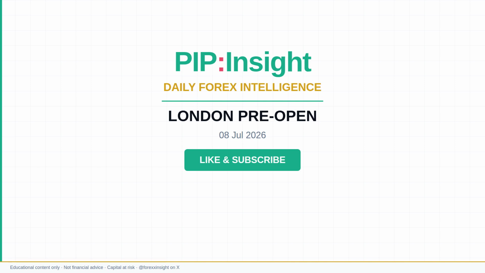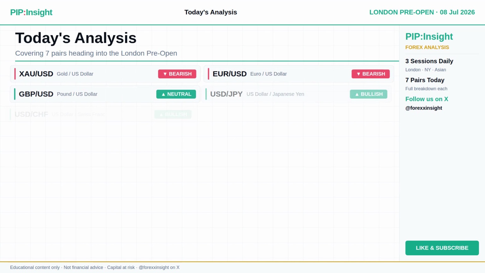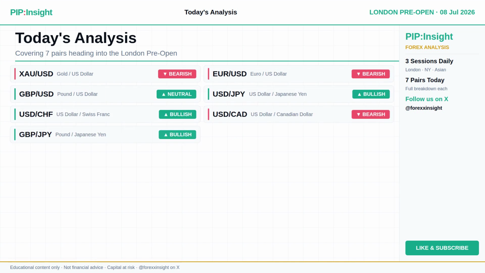This session we have analyzed 8 Forex pairs and selected the 7 with the clearest technical picture, 4 showing bullish structure and 3 showing bearish structure. Every chart shows support and resistance zones and moving average alignment so you can see the technical picture at a glance. Let's get into it. Here is today's London pre-open chart analysis.